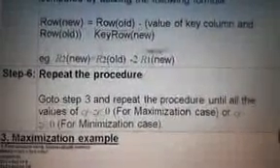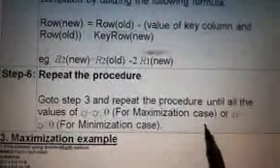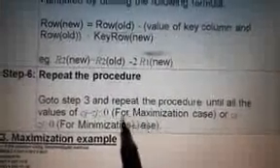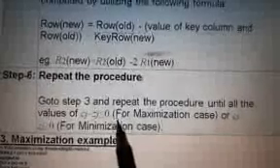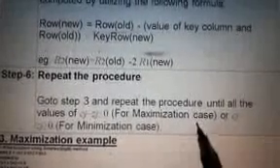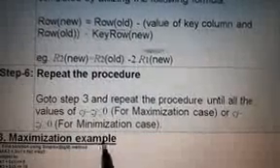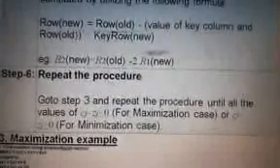Repeat the procedure, go to step 3 and repeat until all the values of Cj minus Zj are less than or equal to 0 for the maximization case, or greater than or equal to 0 for the minimization case.